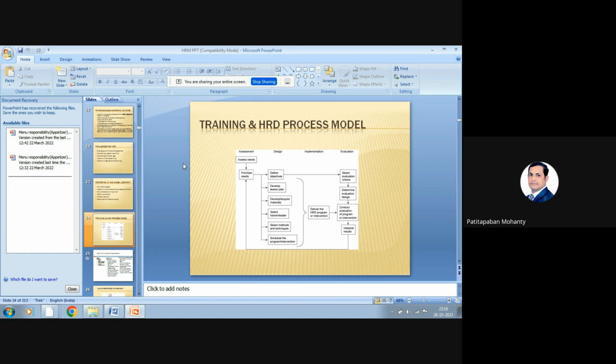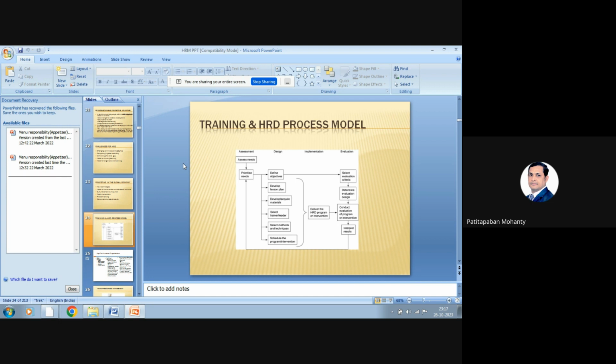What is the evaluation criteria? How I will evaluate, how I will map their knowledge, whether I will go for scale development, a 5-point scale or a 7-point scale. The scale is like whether you know many things or do not know many things, a scale from 0 to 5. Then determine the evaluation design, then conduct evaluation of the program or intervention, then interpret the results.